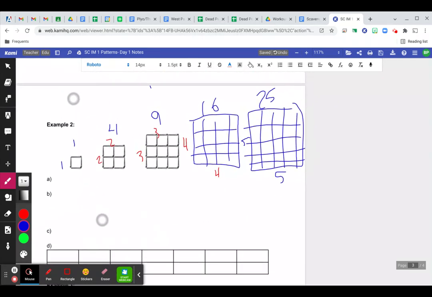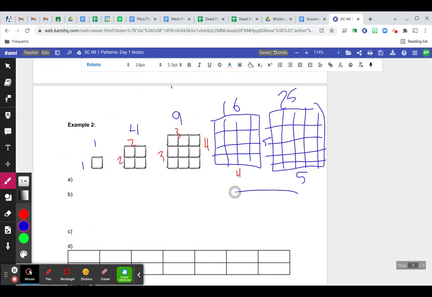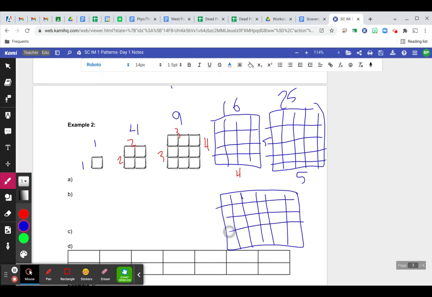I guess I'm jumping ahead and doing B right here. But the last one would be a 6 by 6. And I heard a lot of people in class say, oh, I'm running out of room. 1, 2, 3, 4, 5, 6. 1, 2, 3, 4, 5, 6. So that's going to be your 6 by 6. And if you total those up, you will have 36 total squares.